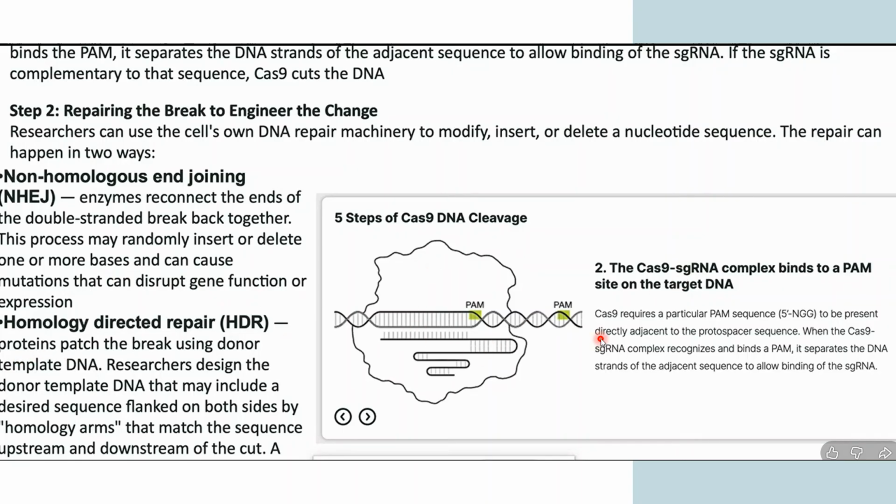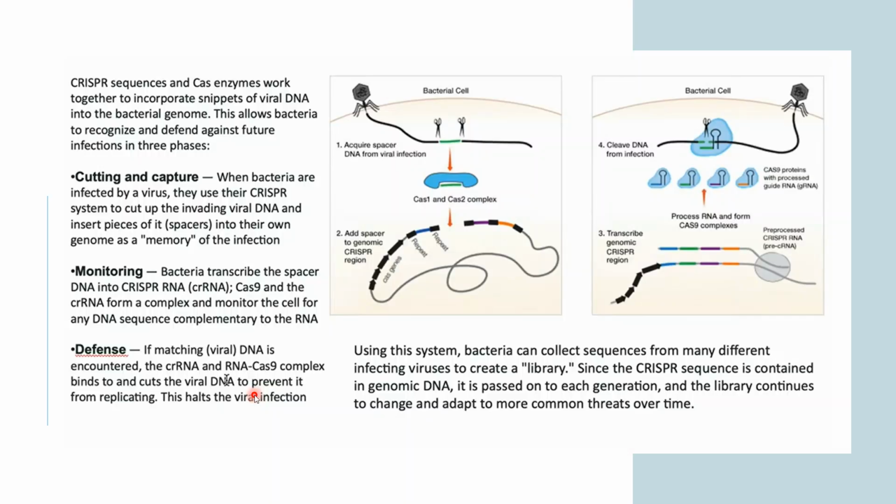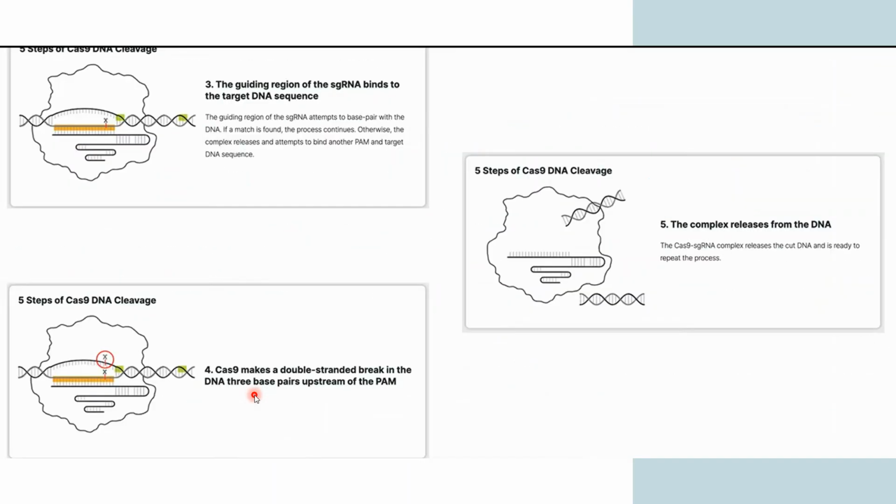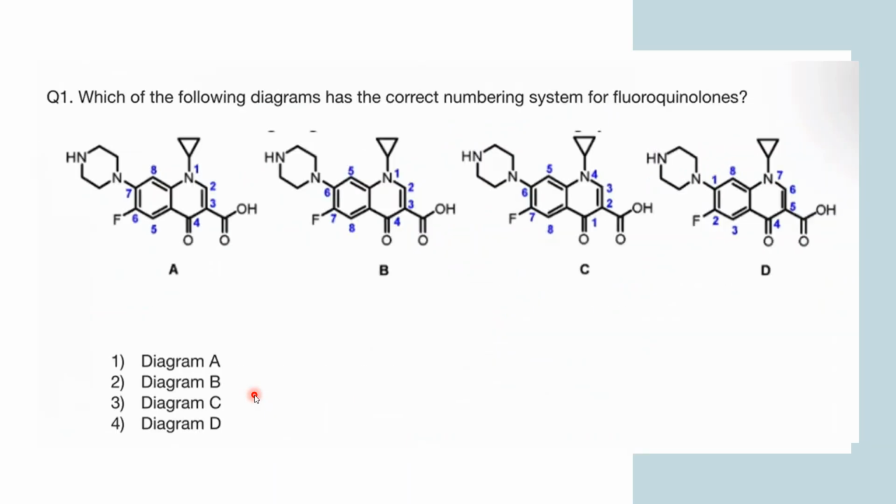Cas9 requires a particular PAM sequence to be present directly adjacent to the protospacer where the Cas9 and sgRNA complex recognizes and binds. You don't have to go that deep. You just have to understand how these bacterial cells are fighting against viral infections and how they have done it. Okay. I hope this much is clear to all of you.